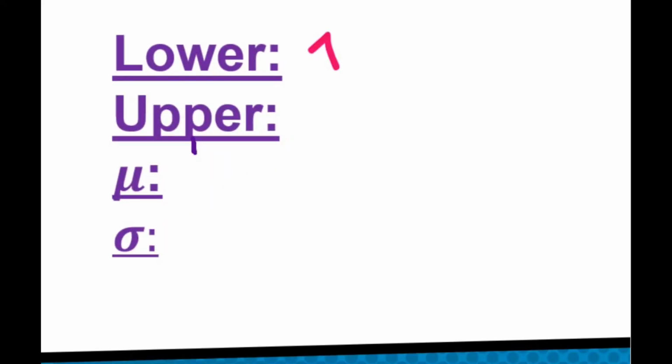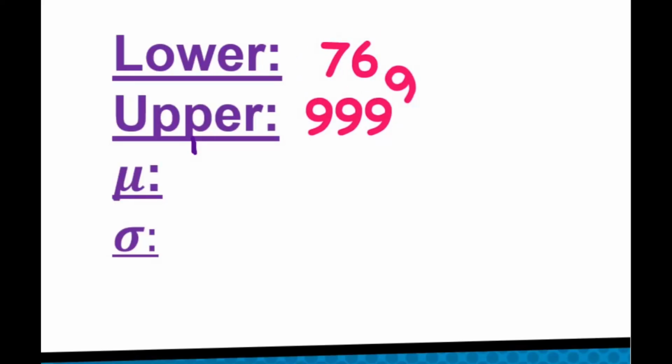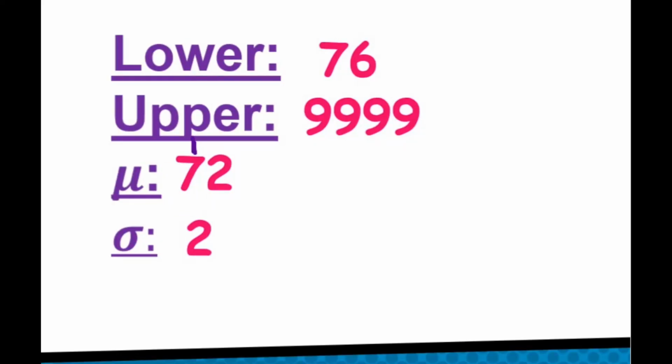But this is greater than. So now my smallest number, my lower bound, is going to be 76, and my upper bound is going to be 9999 to represent infinity. My mean is still 72, and my standard deviation is 2. When I plug that in, I'm going to write this as a percentage, about 2.28%. That's taking whatever we came up with in our calculator and multiplying that figure by 100, or moving the decimal place 2 units to the right. We should be able to look at our graph and say a very small percentage of this graph, about 2.28%, has been shaded.